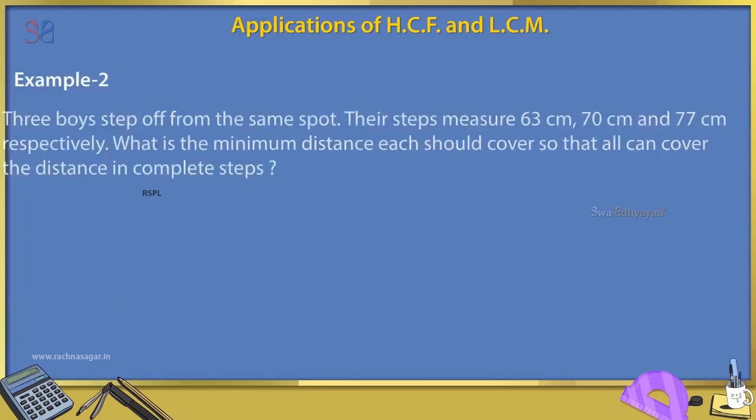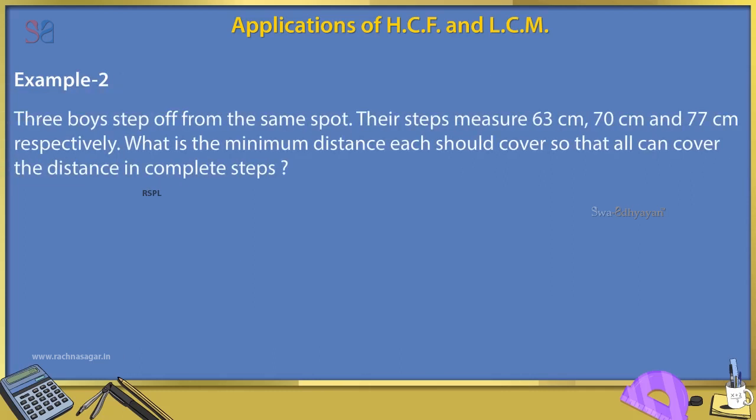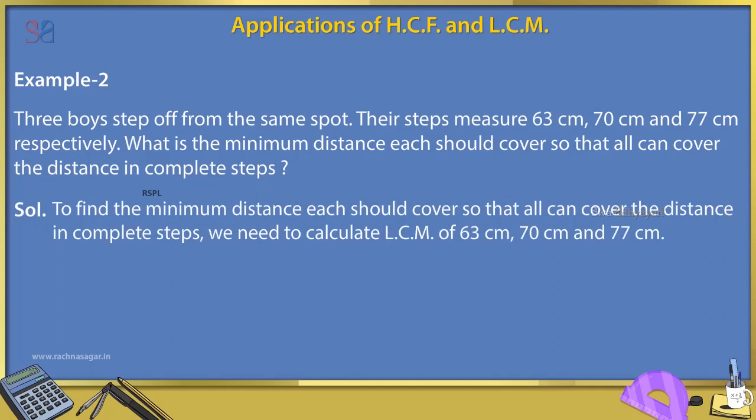Example 2. 3 boys step off from the same spot. Their steps measured 63 cm, 70 cm and 77 cm respectively. What is the minimum distance each should cover so that all can cover the distance in complete steps? Solution. To find the minimum distance each should cover so that all can cover the distance in complete steps, we need to calculate LCM of 63 cm, 70 cm and 77 cm.